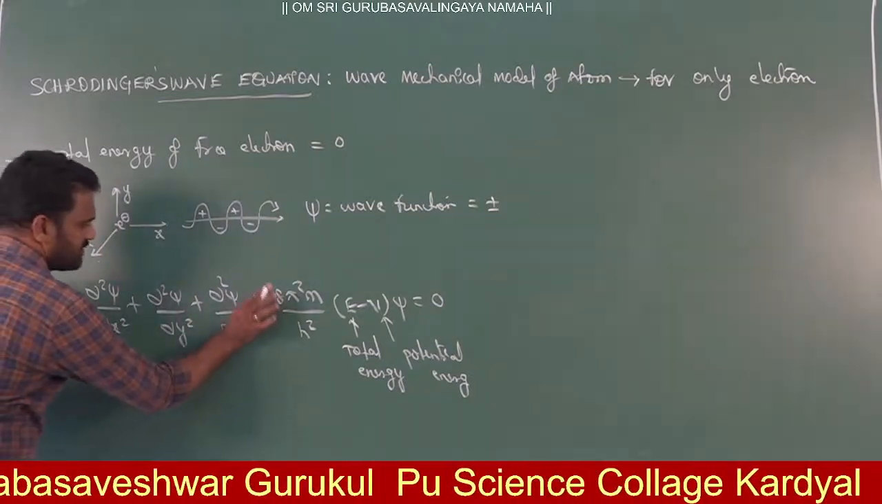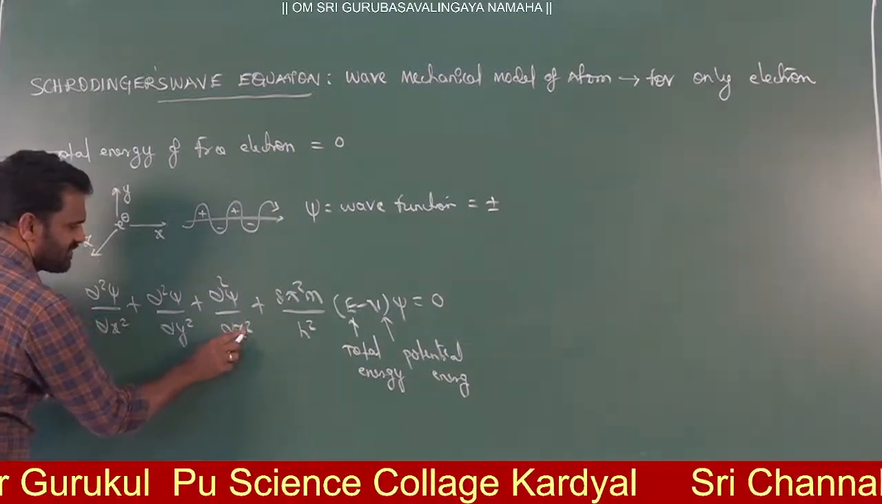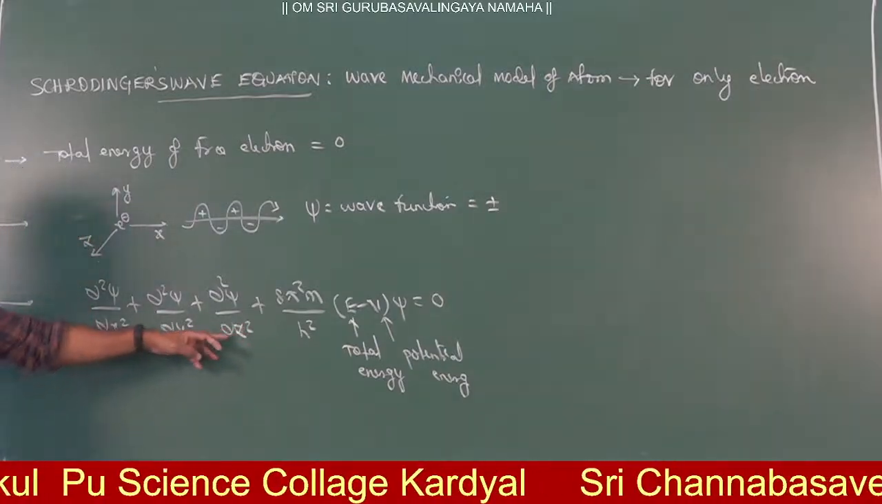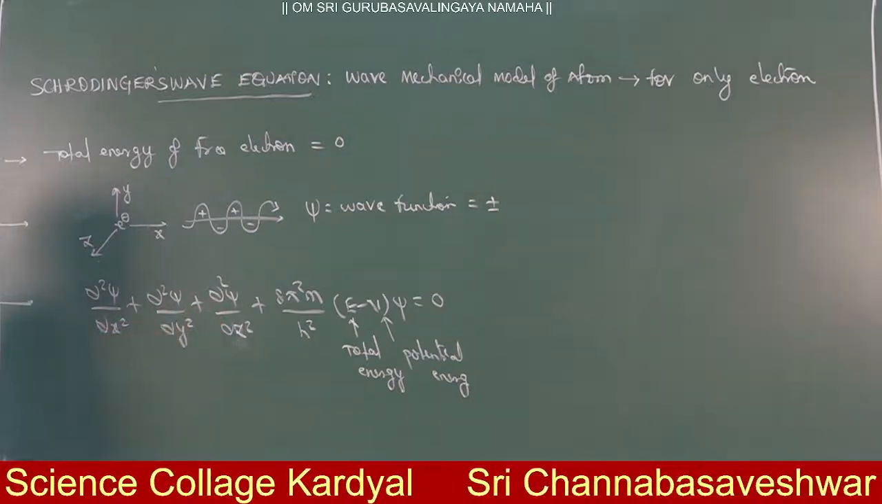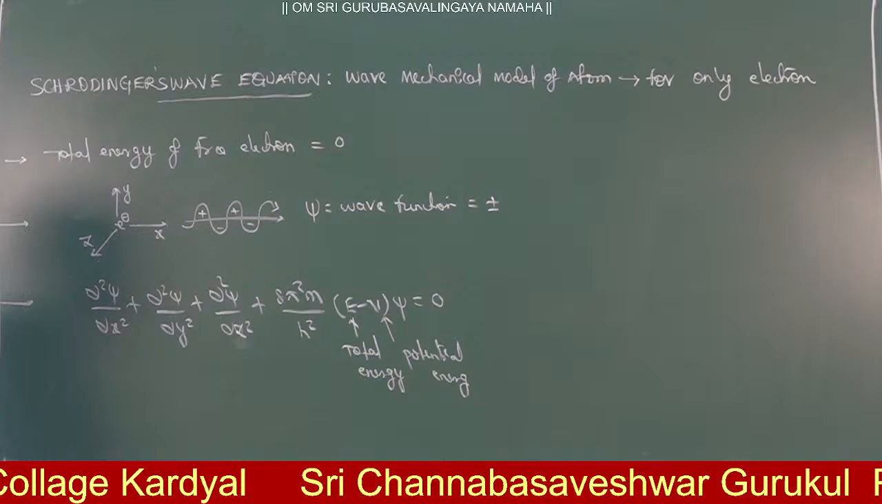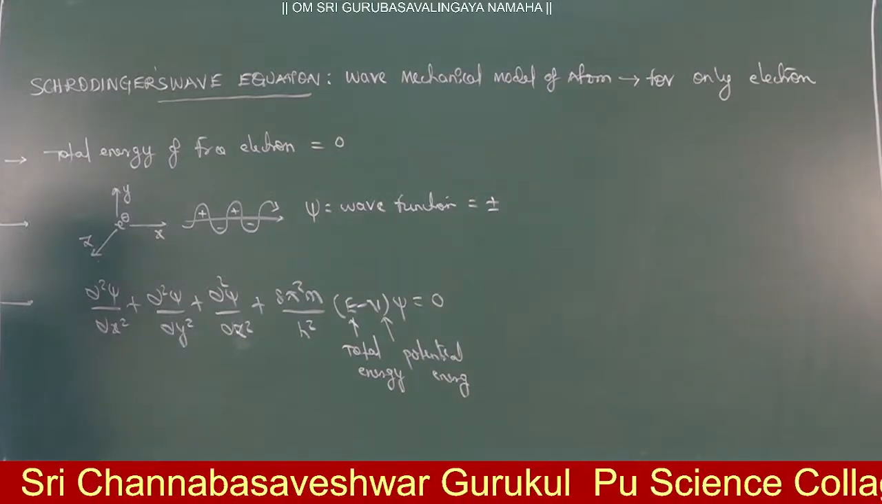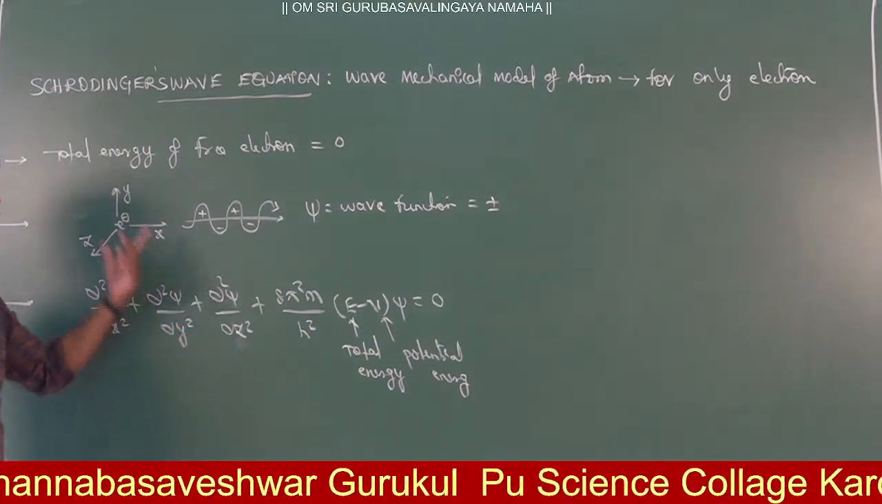Sorry, do z square, I told you z only, no? Yes, this is y square and this is z square. Right, so first note down this equation. Copied, no? This is the equation given by Schrodinger.